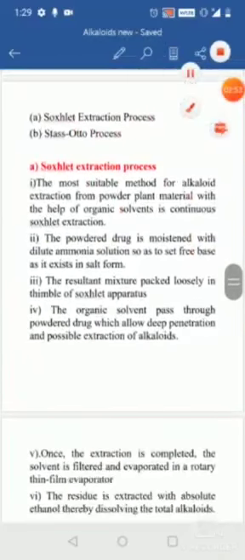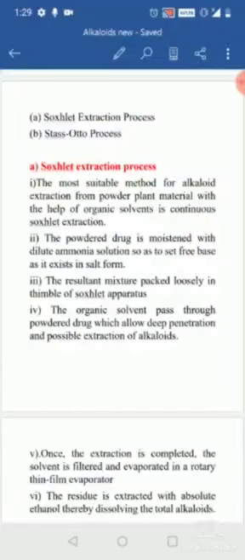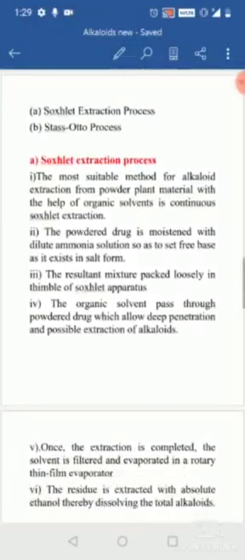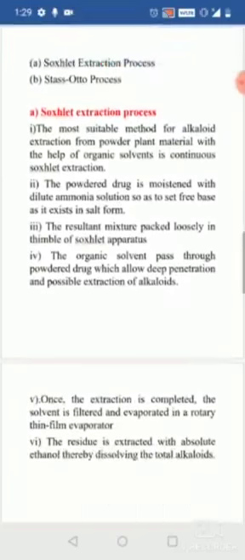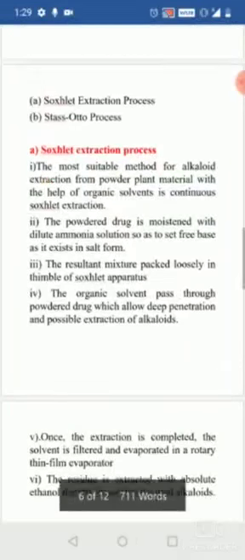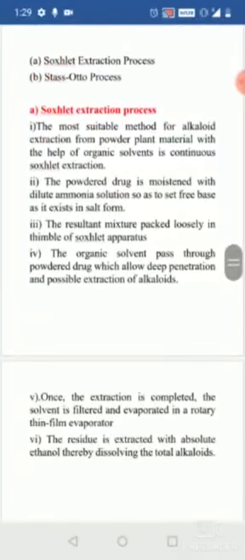When coming to the Soxhlet extraction, it is the most suitable method for alkaloid extraction from the powder material, with the help of organic solvent, by continuous extraction. Here you moisten the drug with ammonia, which converts the alkaloidal salt into its base. Alkaloids are basic in nature, so you convert them into their free base form.